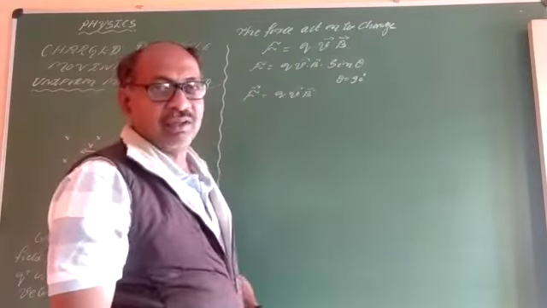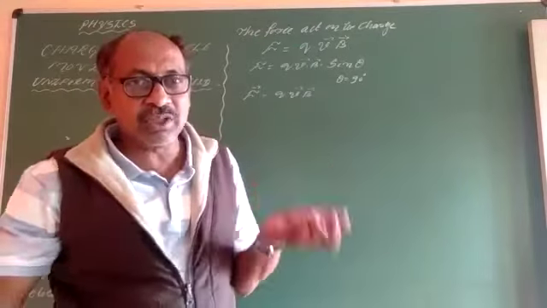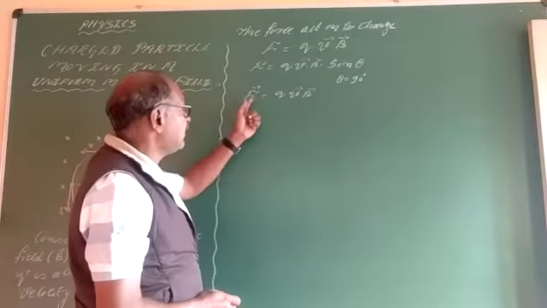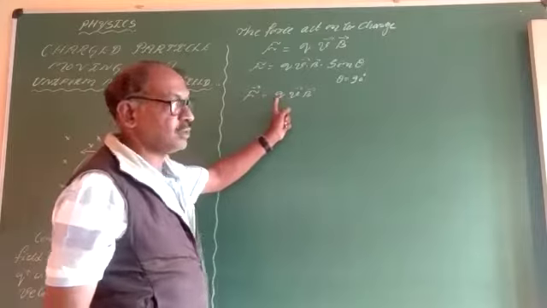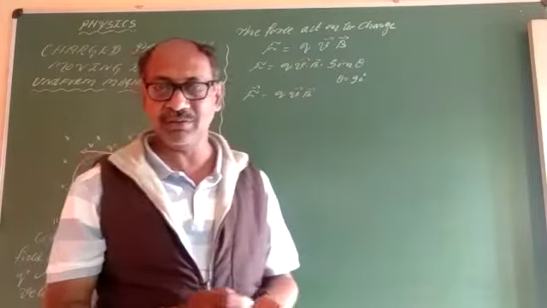Sine 90 is equal to 1, so therefore we will get F is equal to QvB.